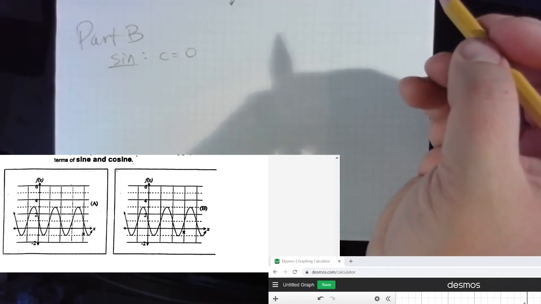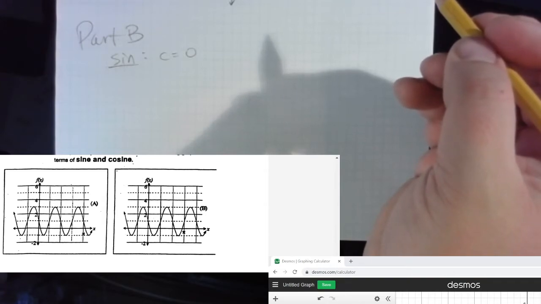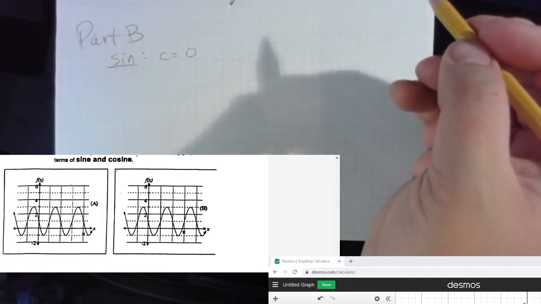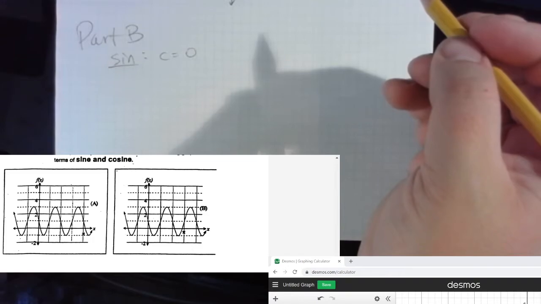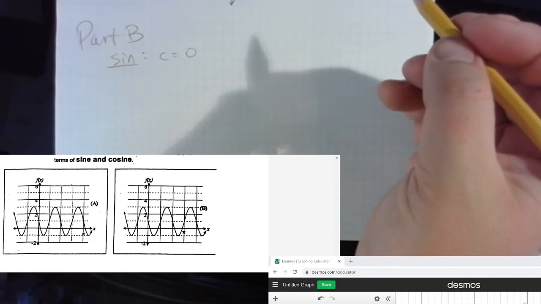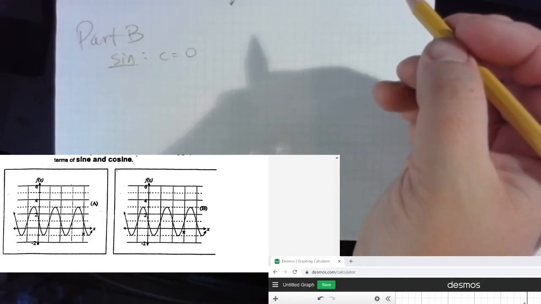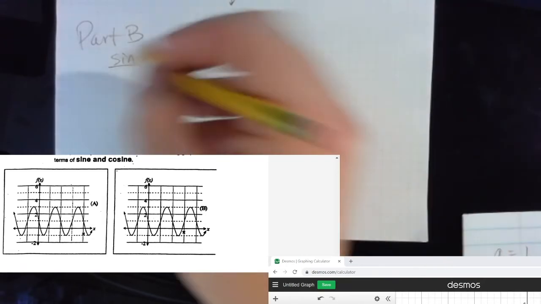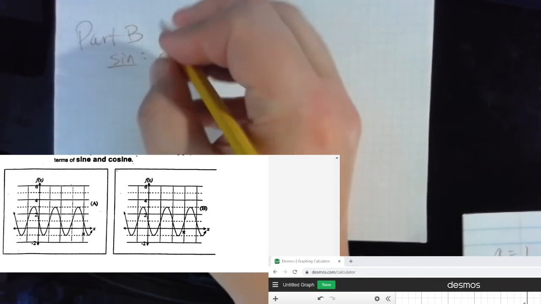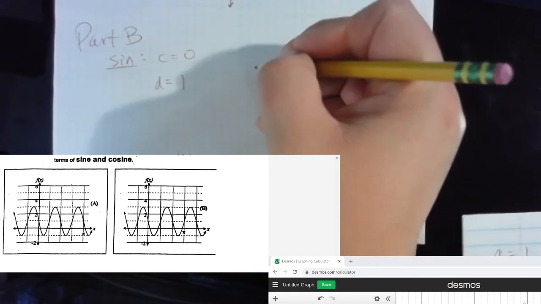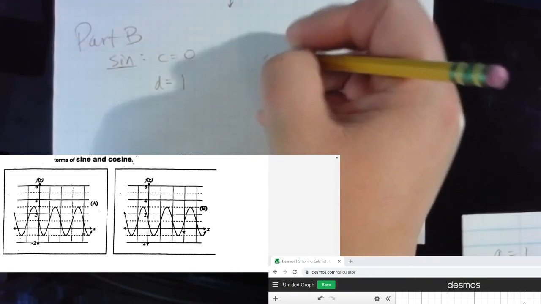Its max and its min: it looks like it has a maximum of 3 and a minimum of what looks to be -1. So that means it's halfway: 3 plus -1, and then cut that in half. It looks to me like it's going to have a D value of 1 and an amplitude of 2.